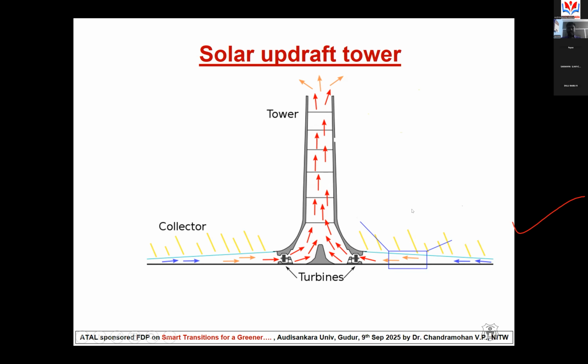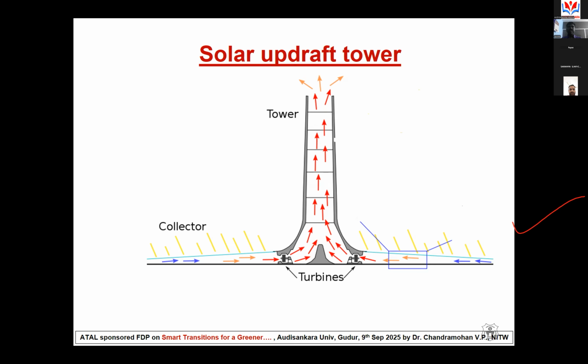Okay, so the next setup is called the solar updraft tower. This we also developed in our laboratory. Laboratory means it's not a laboratory, it is on the rooftop of a building. Actually, this setup was first developed in Spain, in a city called Manzanares. They developed this plant in around 1985.